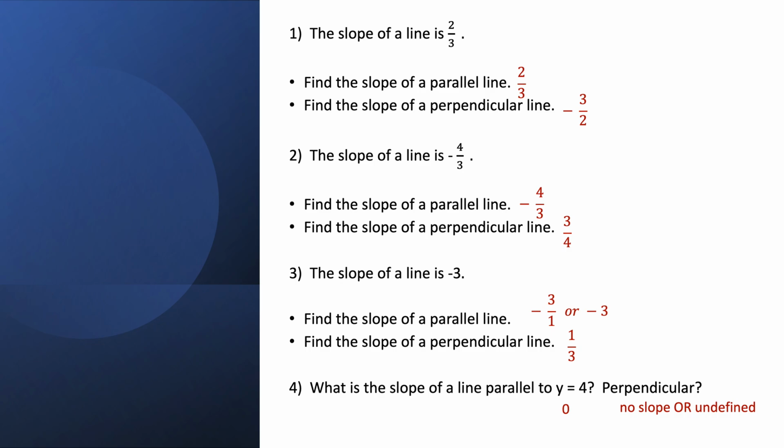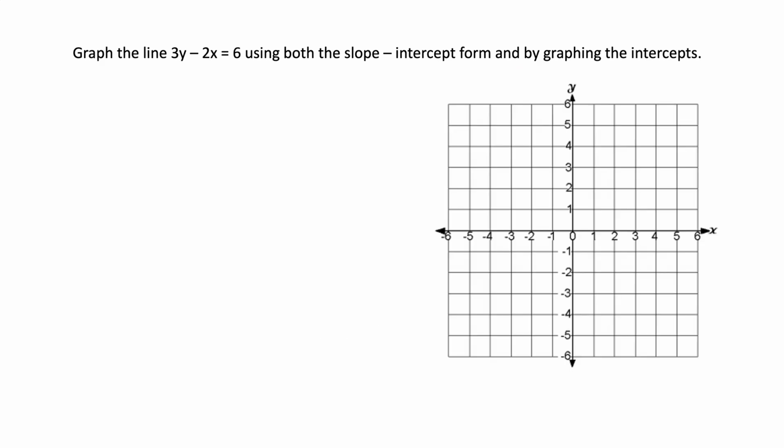Okay, let's do a little stop and start also with this question. Graph the line 3y - 2x = 6 using both the slope-intercept form and by graphing the intercepts. So stop and start the video, graph that line, and then we'll go over the correct answer to it.